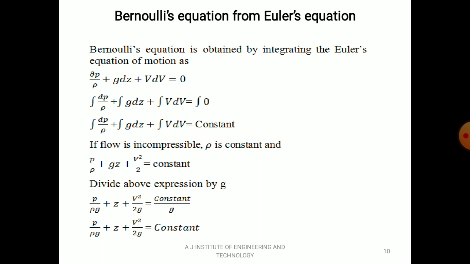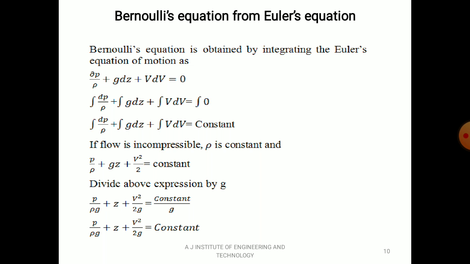Now divide the entire expression by g. So p/ρg plus gz divided by g gives z, plus v²/2g, equal to constant divided by g. Since g has the value 9.81, constant by constant gives again one more constant. You can write it as some constant c1 or c2, or directly write constant only. So p/ρg + z + v²/2g equals constant.